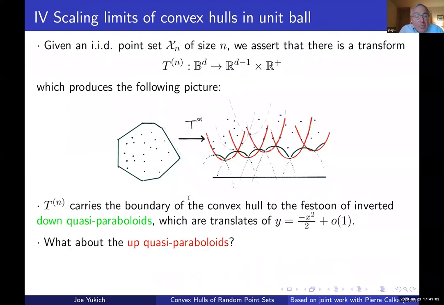So more precisely, this transform carries the boundary of the convex hull to this festoon of inverted down quasi-paraboloids. They're not exactly parabolas, but they're parabolas in the limit as n goes to infinity. They're quasi-paraboloids because they're inverted paraboloids of the type minus x squared over 2 plus an error term going to 0 as n goes to infinity.